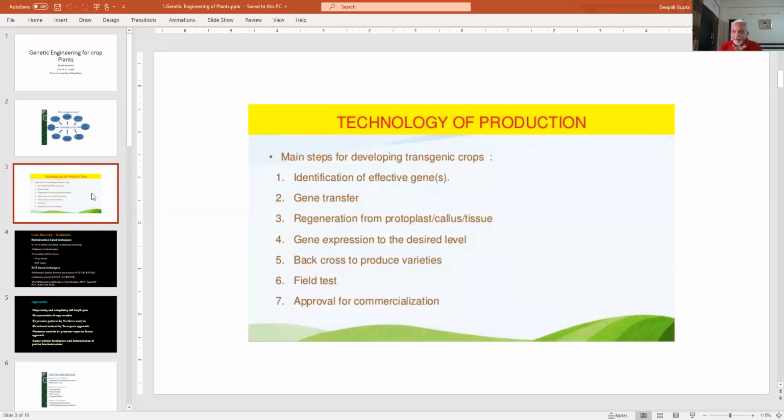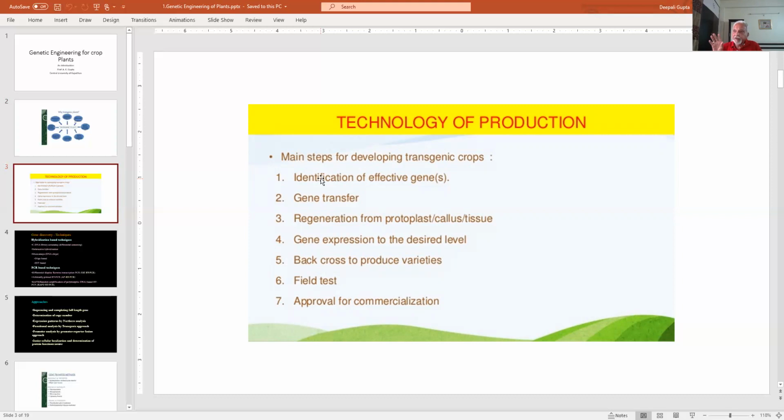Now, when it comes to what all it requires to develop this technology, there are 5, 6, 7 steps which one needs to go through. For example, you have to identify a set of gene or genes which are responsible for that trait or characteristic one is talking about. There is a whole lot of technology involved in that, which we will be talking about in due course in future lectures.